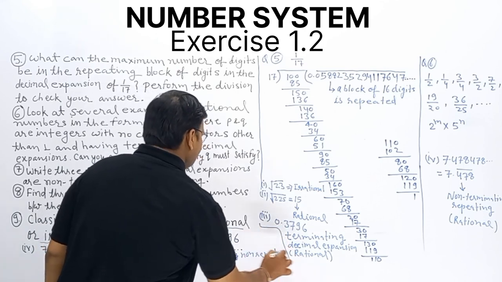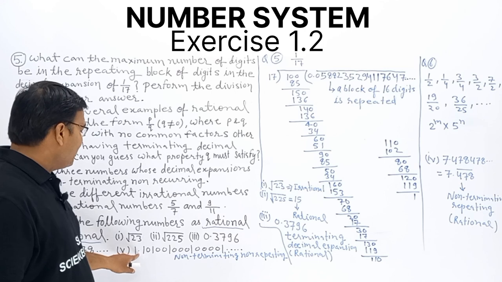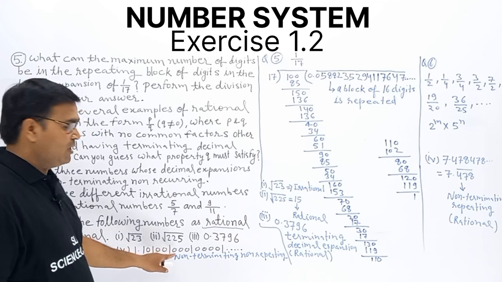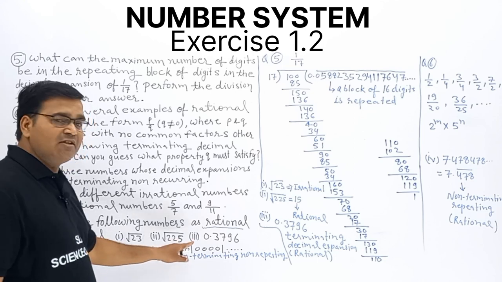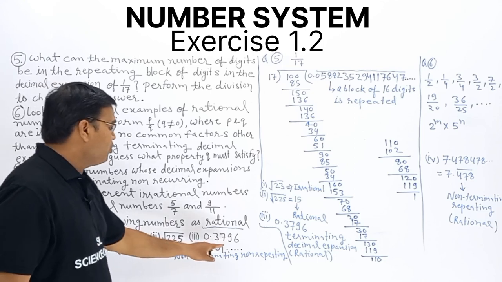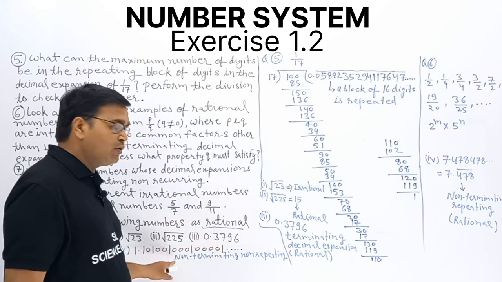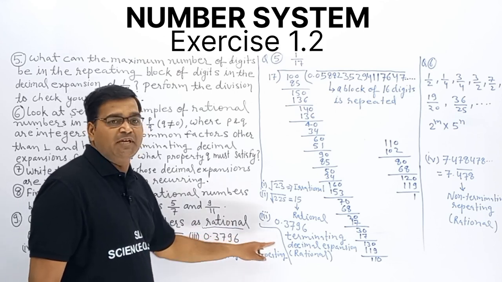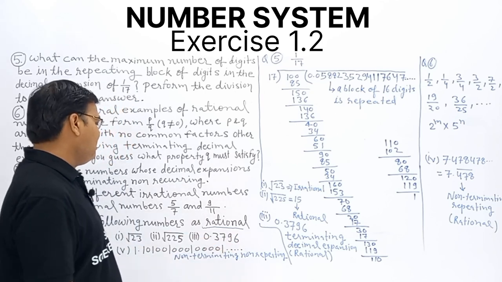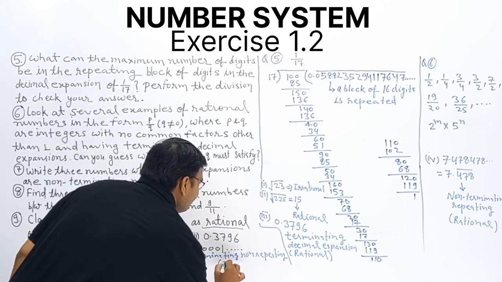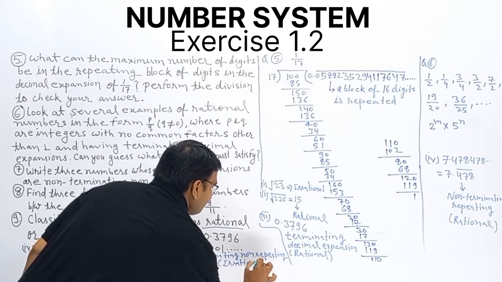I am taking question number 5 of the 9th. 1.10100 and so on. There is no repetition, and the dots continue. It is non-terminating, and repetition is not there, so it is non-repeating. So non-terminating, non-repeating is what? Rational or irrational? Irrational. This is an irrational number.